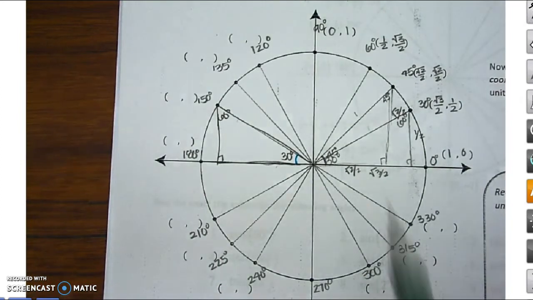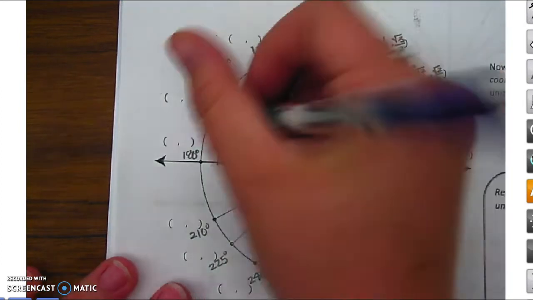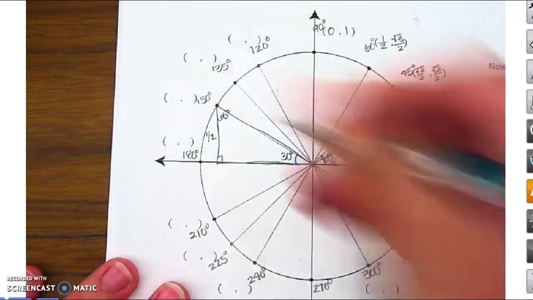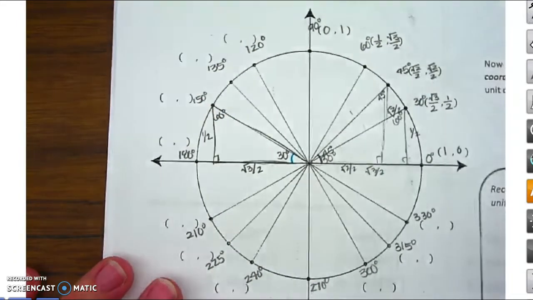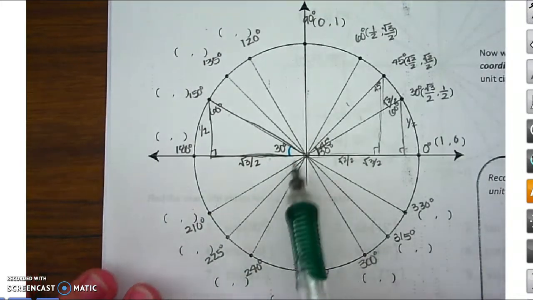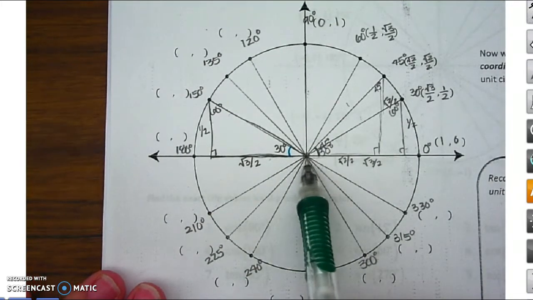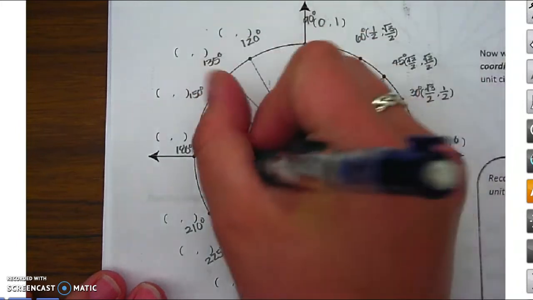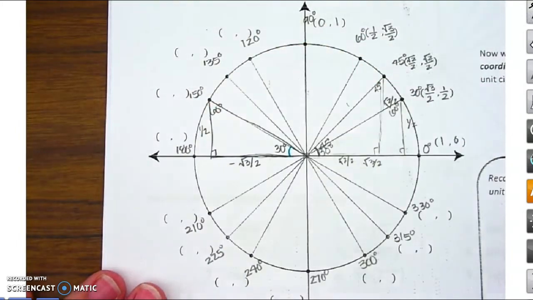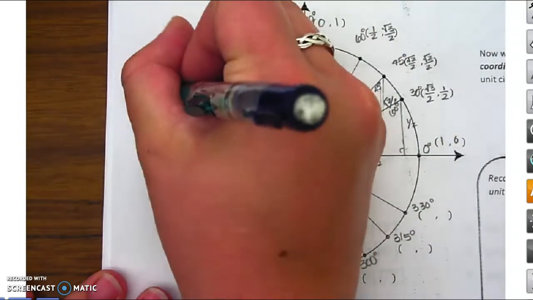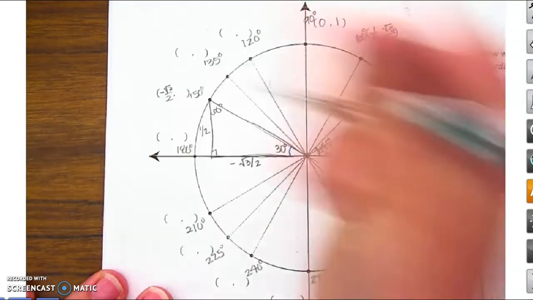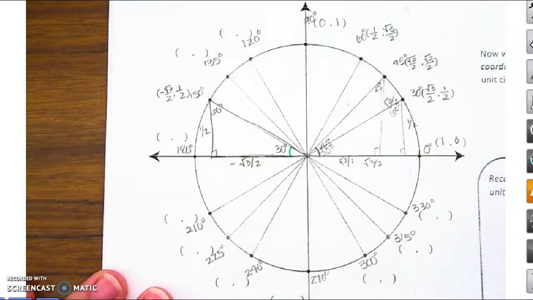Very similar to the other side. Across from the 30, I would have 1/2. Across from the 60, I would have √3/2. But the only difference here is that this is starting at the origin and going to the left, so this would be the negative x direction. So when I go to write my ordered pair, I would have a negative √3/2 and a positive 1/2.